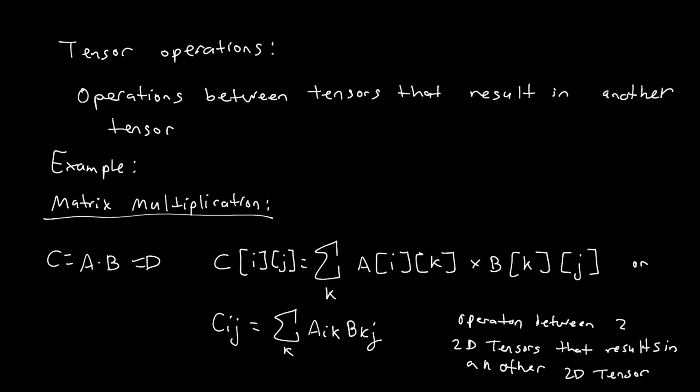Now, tensors would be useless if you can't really do anything with them. And tensor operations are just operations between tensors that result in another tensor. An example of this is actually matrix multiplication, where if you have C equals A times B, you have Cij equals sum over all k, Aik times Bkj. And matrix multiplication is an operation between two 2D tensors that results in another 2D tensor.